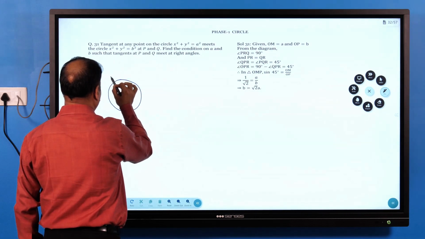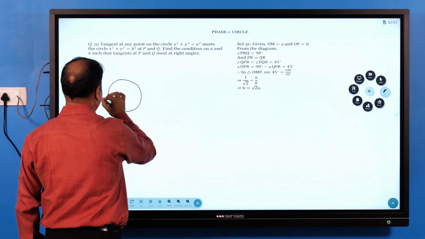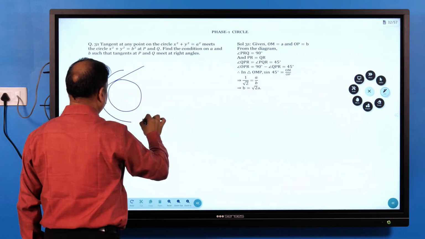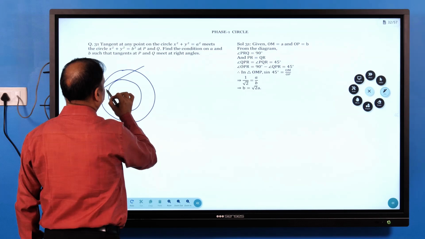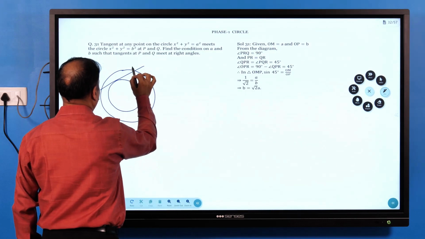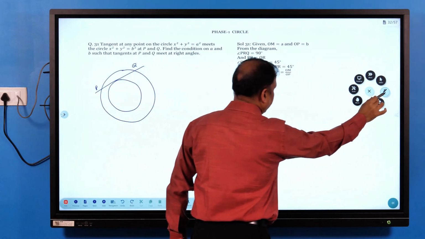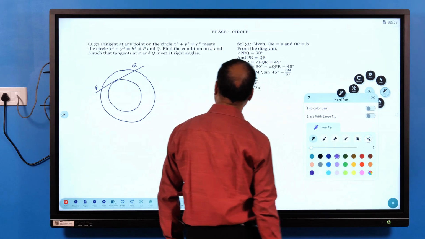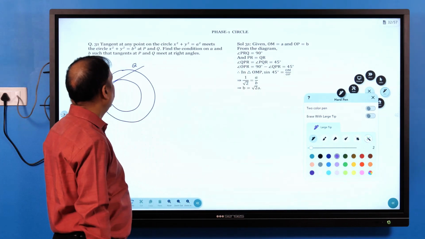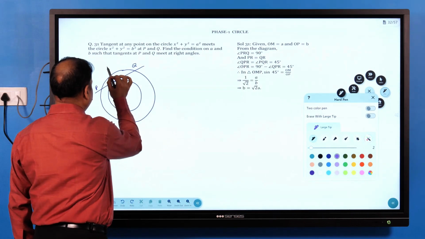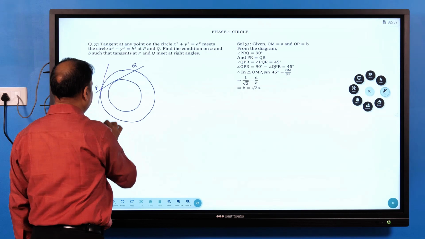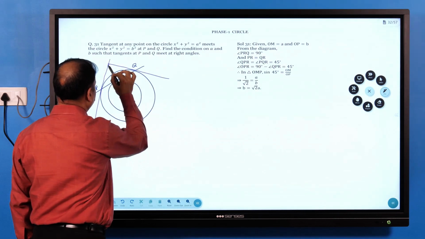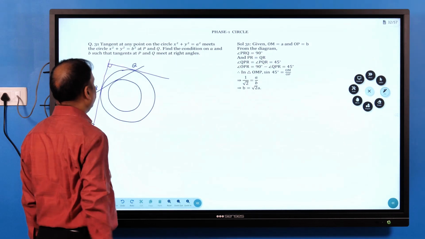Tangents at any point on this circle, these tangents meet another circle at P and Q. Now, again, we are drawing other tangents at P and Q such that they are at right angle. So these two tangents are at right angle.